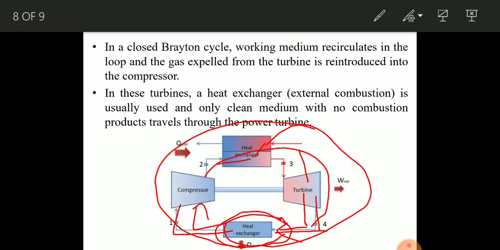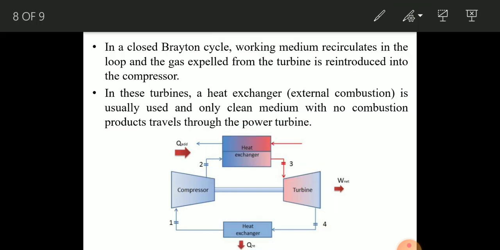I hope the concept of open cycle and closed cycle gas turbine is clear to you.